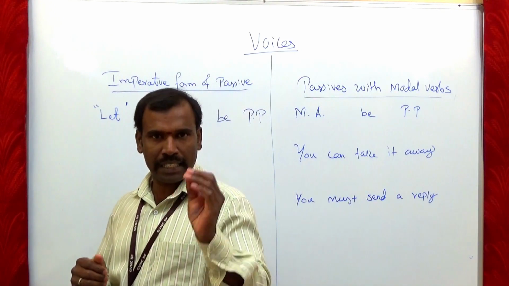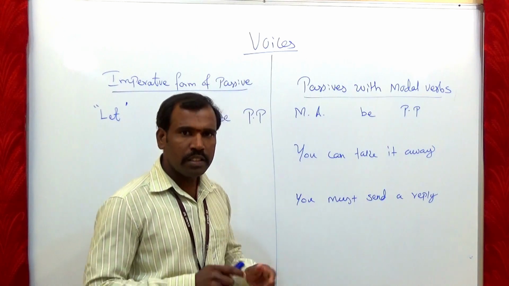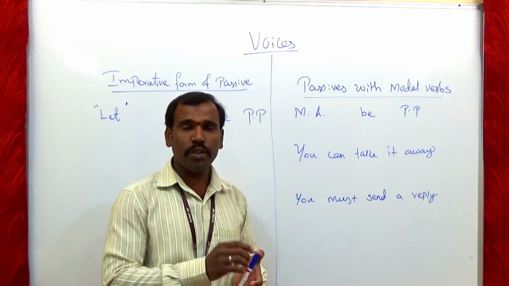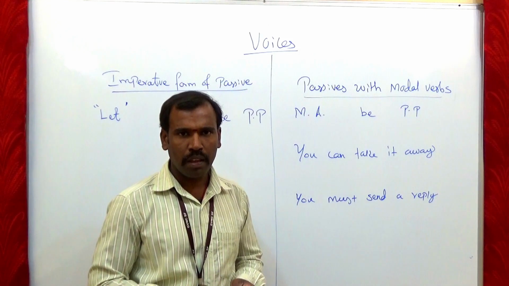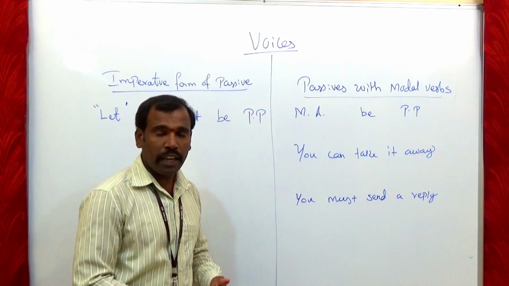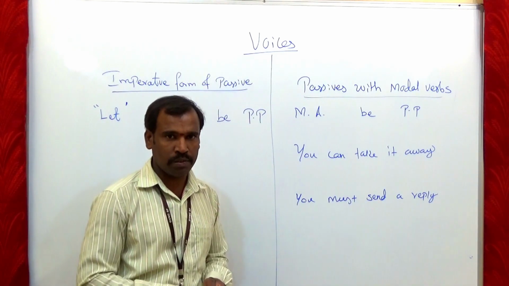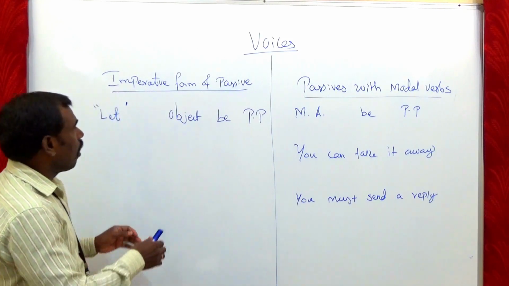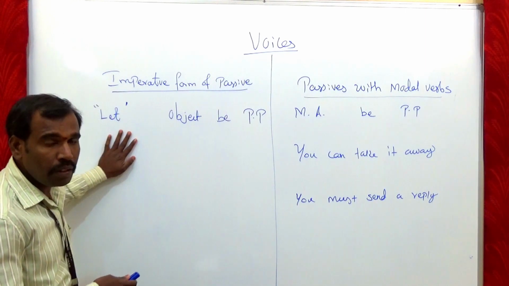I start with an example. For example, sit down. Sit down, it starts with sit. So whenever you begin a sentence with a verb, it is imperative. And how can we change these imperative structures into passives? Let's go into the subject. All imperatives start with a verb.